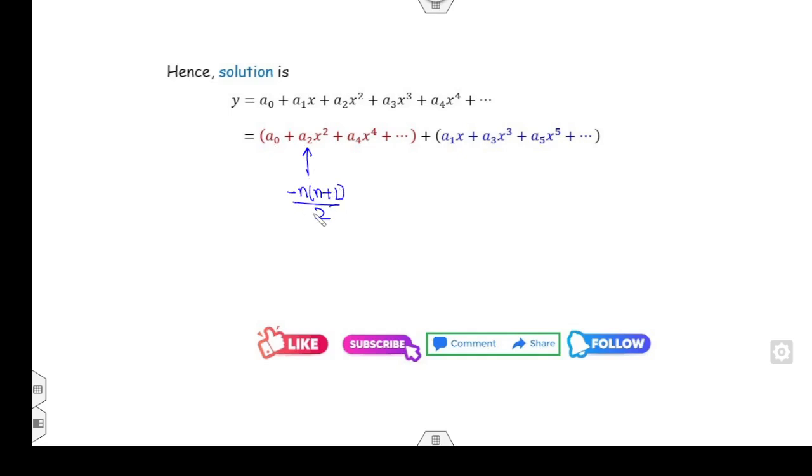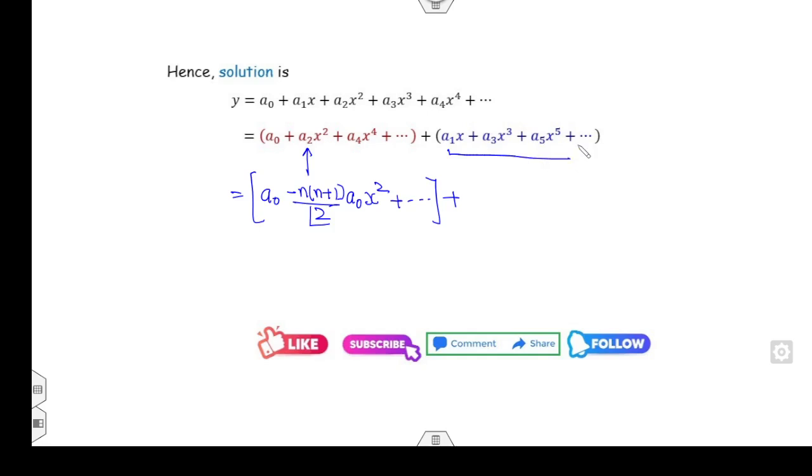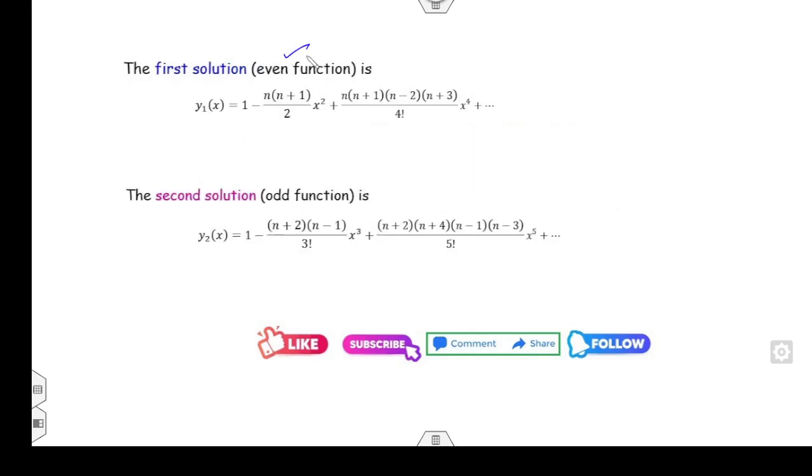n plus 1 over 2 factorial a0 x squared, and this a0 is there in your expression. Plus, similarly, I can substitute the value of a3 in terms of a1, and a5 in terms of a1. So after all the substitutions, I take a0 and a1 common. So I can write the first expression to be y1, the second is my y2, where y1 is my even terms, you can clearly say it consists of the even terms, while y2 consists of my odd terms x3, x5 and so on.